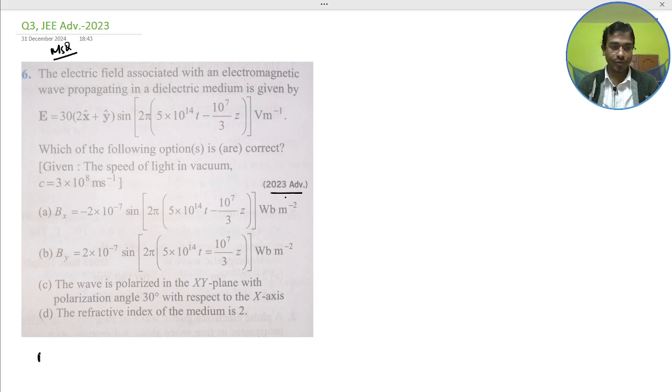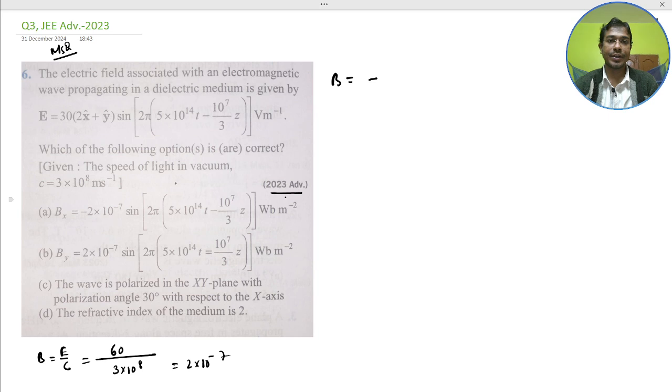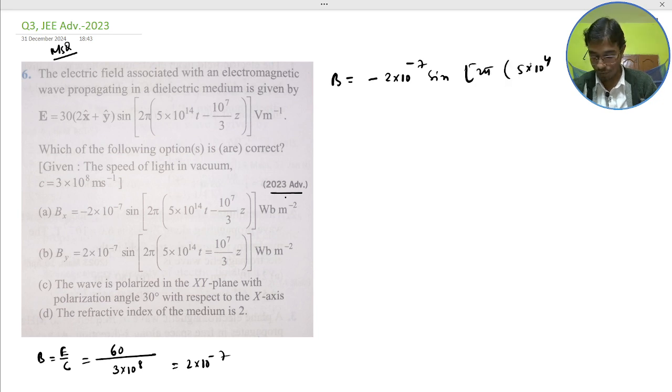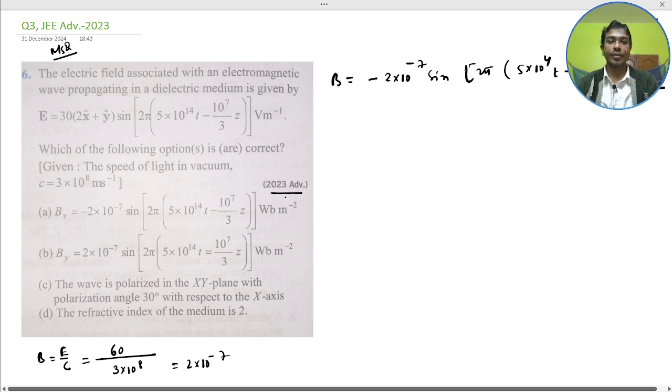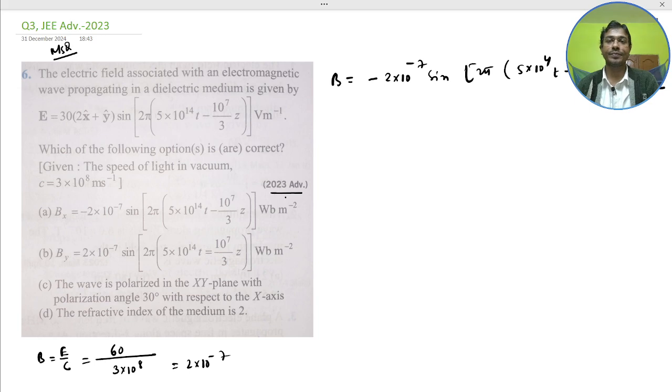So first of all, we know B equal to E by C. Just put this value, 60 divided by 3 into 10 to the power 8, that is 2 into 10 to the power minus 7. So B would become, the direction will be changed, so minus 2 into 10 to the power minus 7 sin of 2 pi (5 into 10 to the power 4 t minus 10 to the power 7 divided by 3 z). This is in Weber per meter square. We just find the magnetic field from the electric field. This is E given, I just convert E to B. Next one, this is the x, Bx.